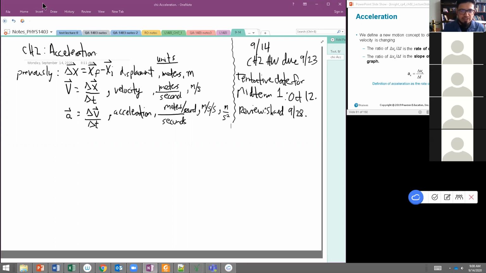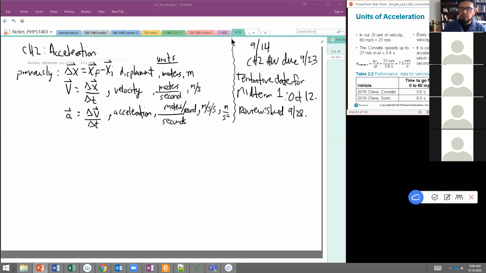It's just a little bit of a hint letting you know that maybe you did it right, or if your units are off, that maybe you did the algebra incorrectly. And so what does this mean? Well, this concept of acceleration is looking at how velocity is changing.